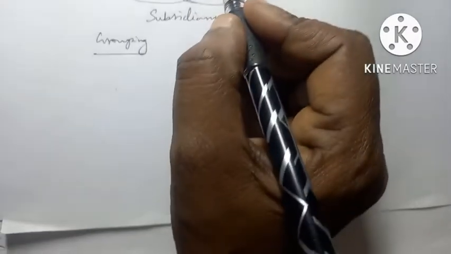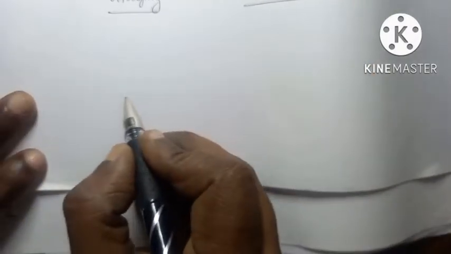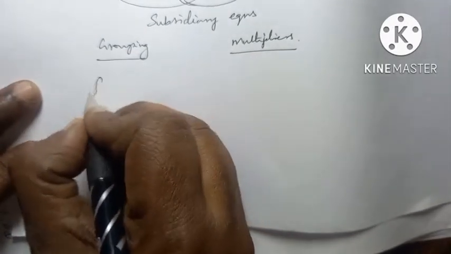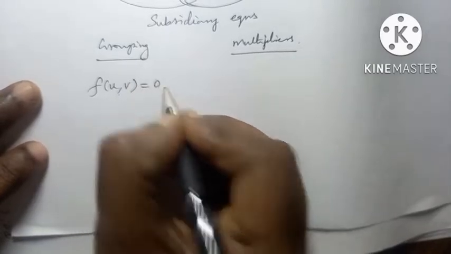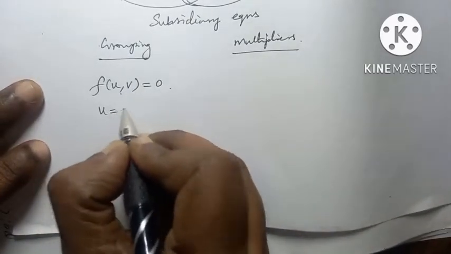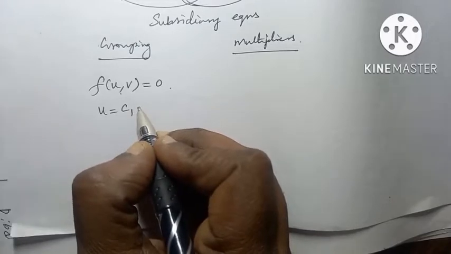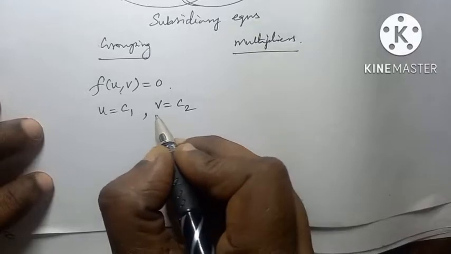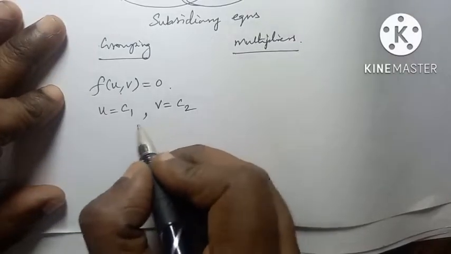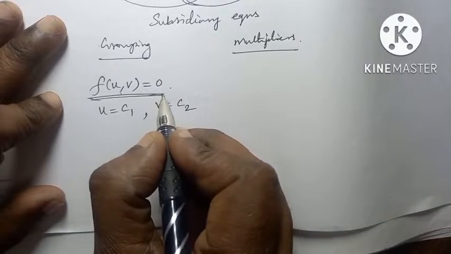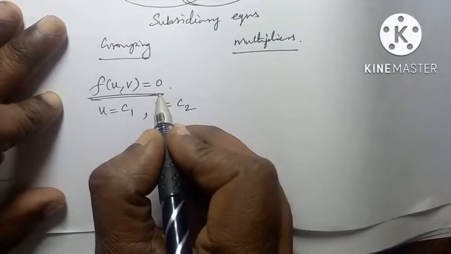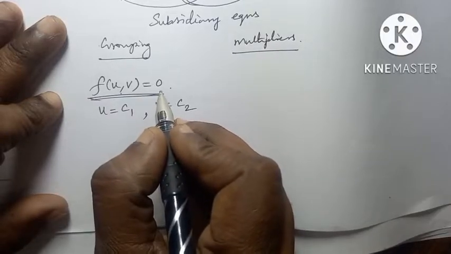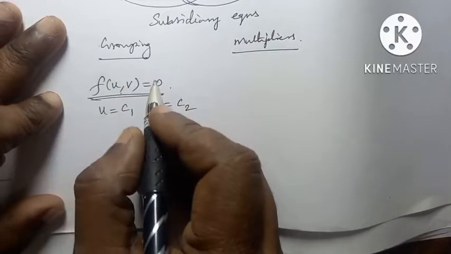So the solution of this Lagrange linear equation will be in the form f of u comma v equal to 0, where u is equal to C1, which is the first solution obtained from the grouping method, and v is equal to C2, which is the second solution obtained from the grouping method. So f of u comma v equal to 0 is the general solution of the given problem. Why do we say it is the general solution?